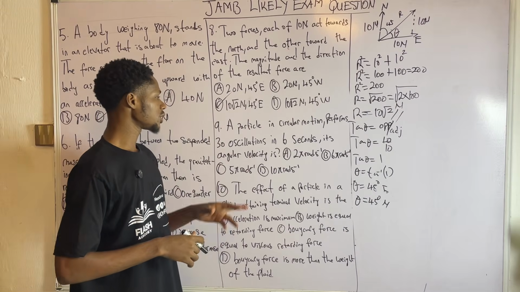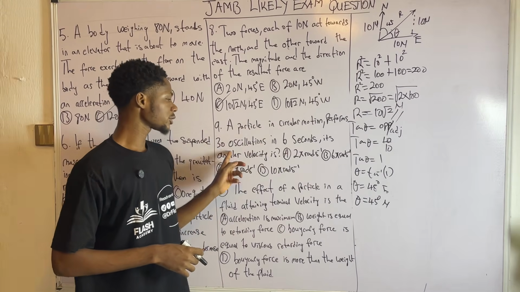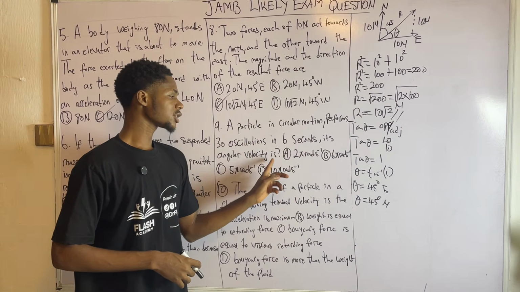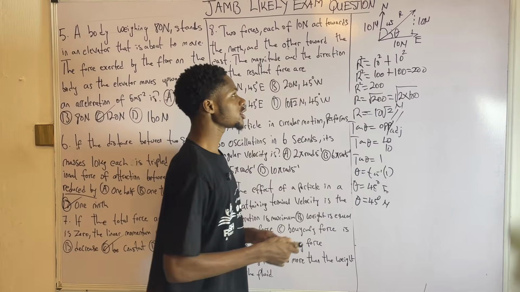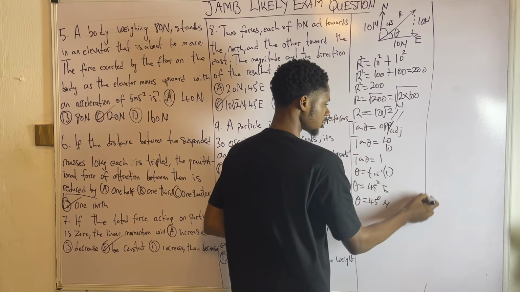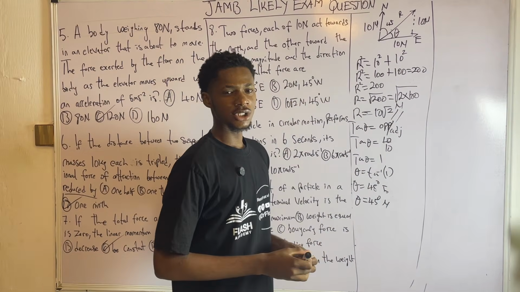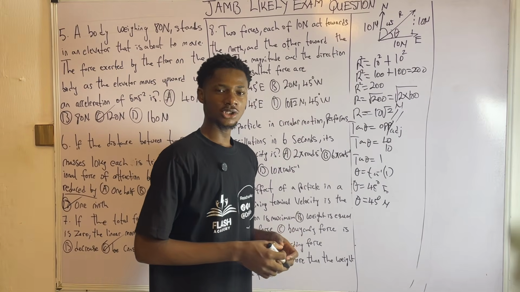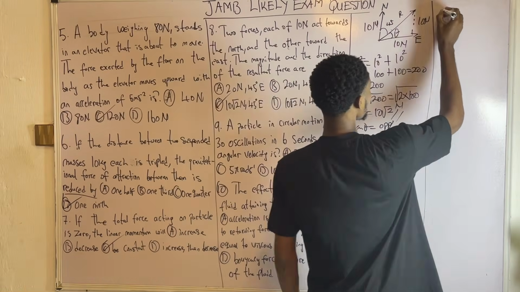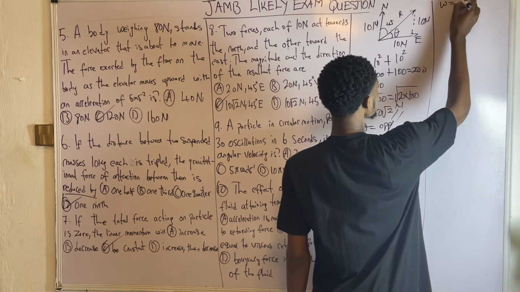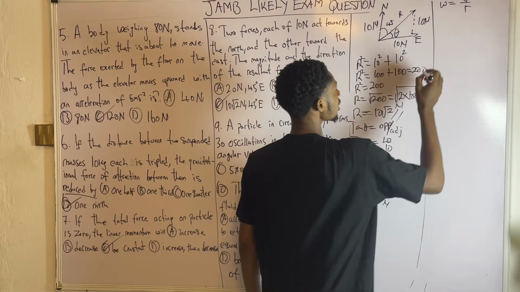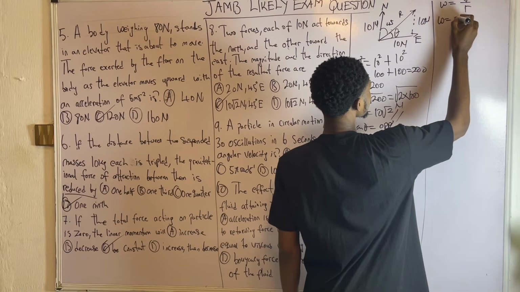Next question on the board: a particle in circular motion performs 30 oscillations in 6 seconds. Its angular velocity is what? Now it is important that you know what angular velocity means. Angular velocity is also known as angular frequency, and the various formulas include angular velocity is equal to V over r, that's linear velocity divided by radius. Or angular velocity is equal to 2 pi f.